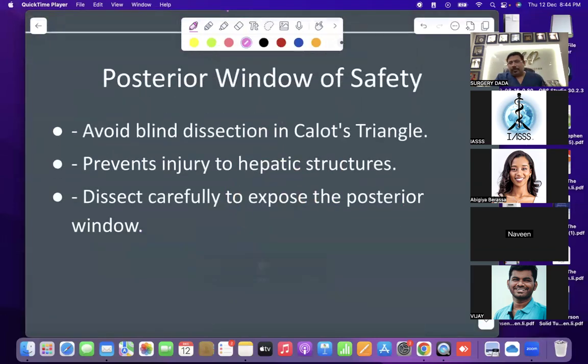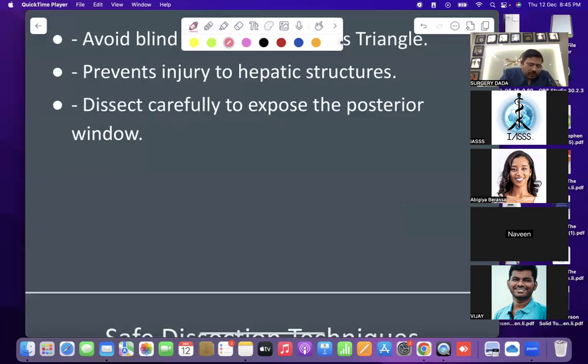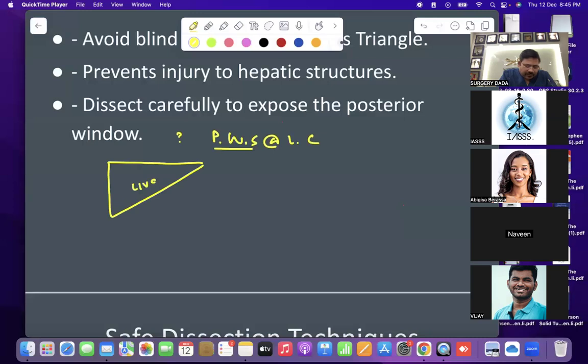Now, this is again very important. We often think that, okay, for us, Calot's is the most important thing. No, students, the posterior window. So what is the posterior window of safety for lap cholecystectomy? Remember, point number one, the under surface of the liver; then the gallbladder and the cystic duct, and the common hepatic duct. This window is known as the posterior window of safety.